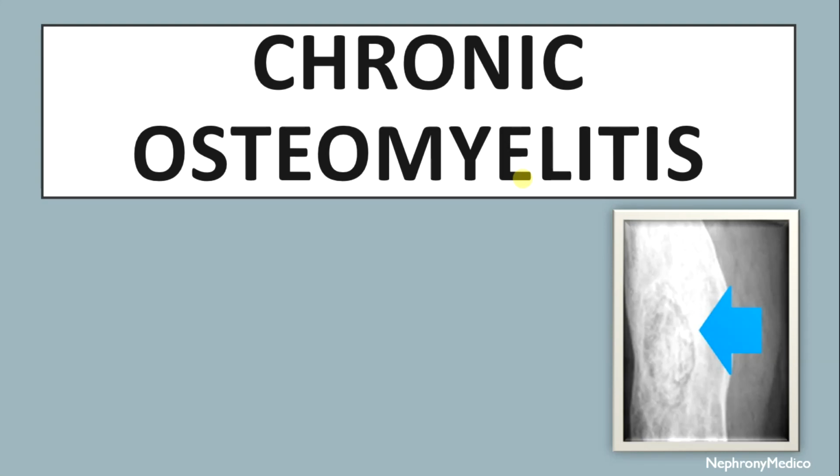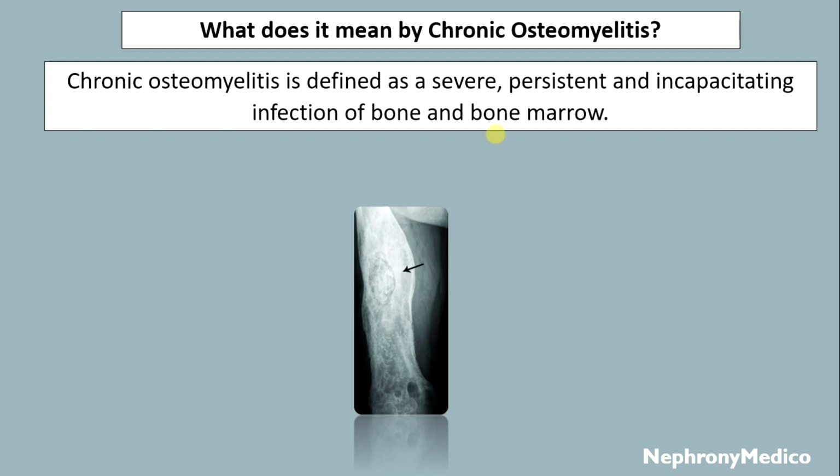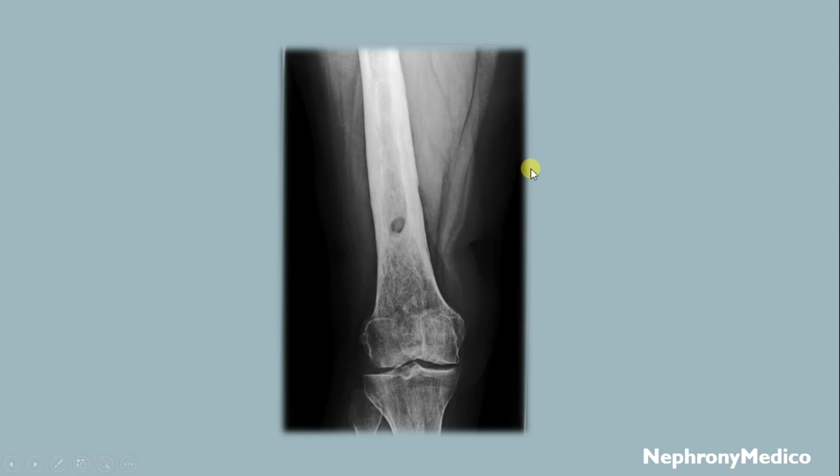Hello and welcome. Let's talk about chronic osteomyelitis. So, what does it mean by chronic osteomyelitis? Chronic osteomyelitis is defined as a severe, persistent and incapacitating infection of bone and bone marrow. Now, this is a radiograph showing osteomyelitis.